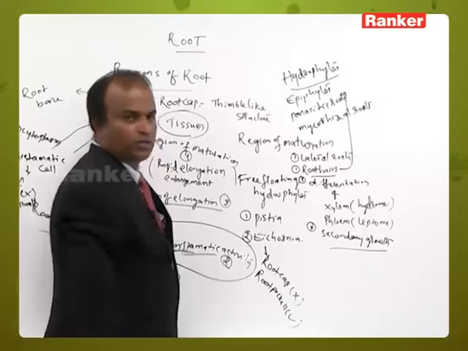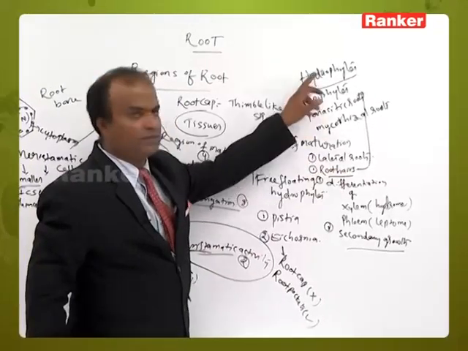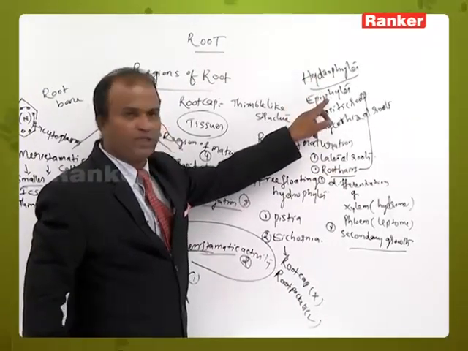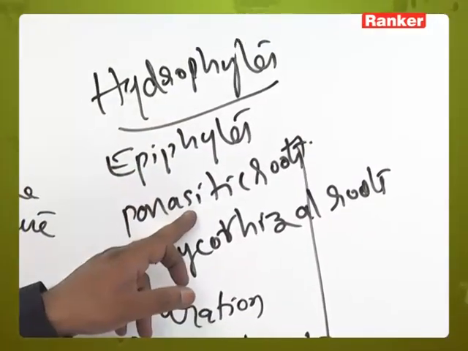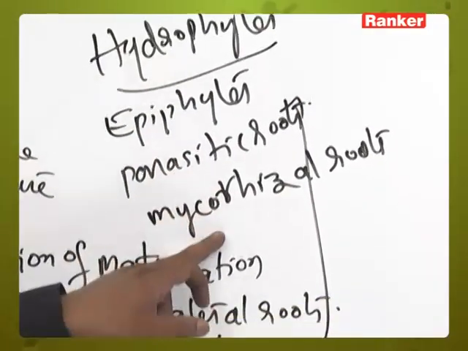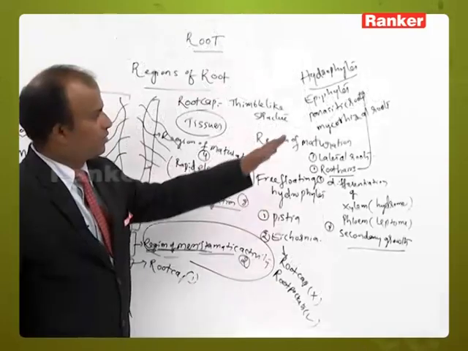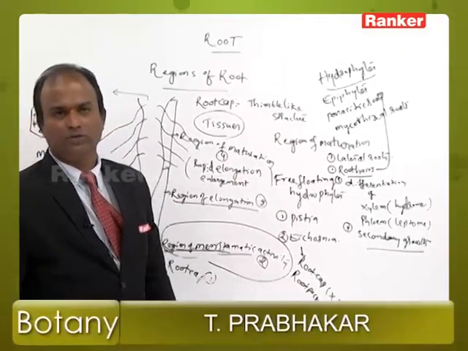That means root hairs are absent in hydrophytes, epiphytes, parasitic roots, and mycorrhizal roots also.